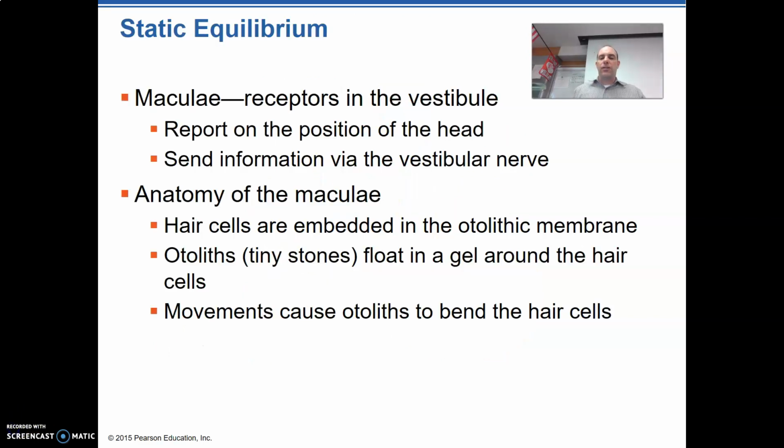Okay, now this section of equilibrium is important to understand what happens when the head moves. This structure here called maculae, which is receptors, they report on the position of the head, and they send information through the vestibular nerve to figure out what has to be done, corrected, or moved in order to keep us at balance. So what's in the maculae are hair cells, and these things called otoliths. They are tiny stones. They float in a gel around the hair cells. So the otoliths are going to move when we move. And I'll show you a picture of that coming up next.